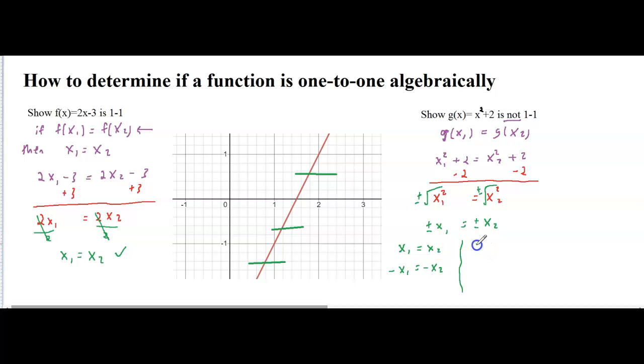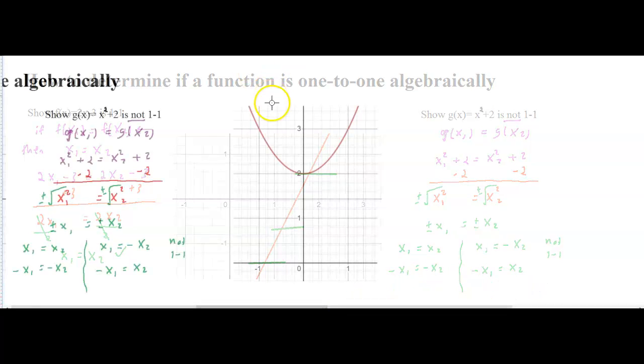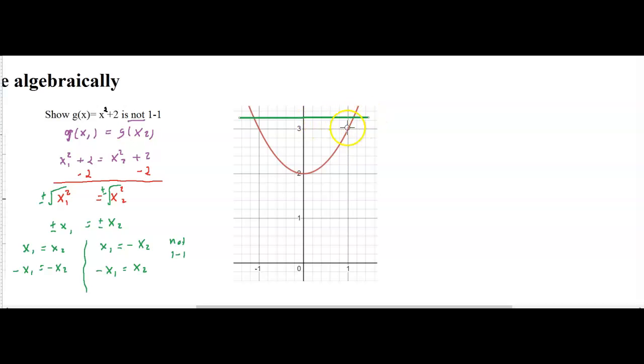But on the other hand, we also have to say that positive x1 is equal to negative x2. And we also have to say that negative x1 is equal to positive x2. And these are distinct points, which means that this is not a one-to-one function. We could verify that with the graph as well. And we see that if we do the horizontal line test on this graph, we're crossing the graph at more than one point, which verifies that this is not a one-to-one function.